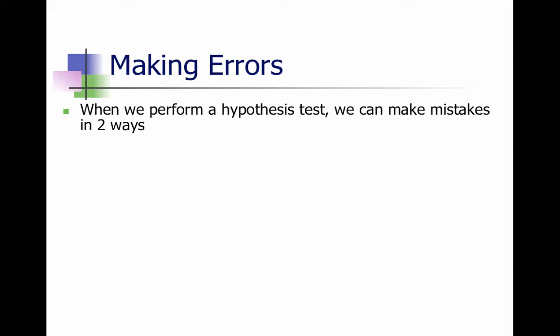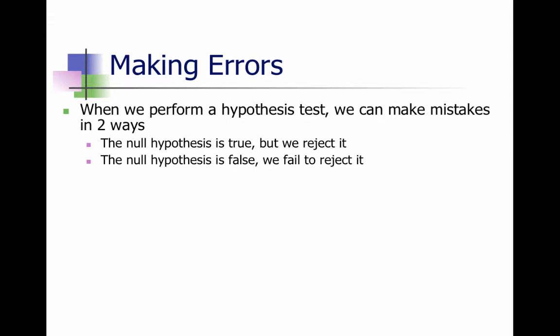When we perform a hypothesis test, we can make mistakes in two ways. The first way is that the null hypothesis could be true, but our test says we should reject it, and therefore we say, nope, it's false. The other way is that the null hypothesis is false, but we failed to reject it. So we perform our test, we get a high p-value, so we failed to reject our null hypothesis, when in fact we actually should have rejected it.